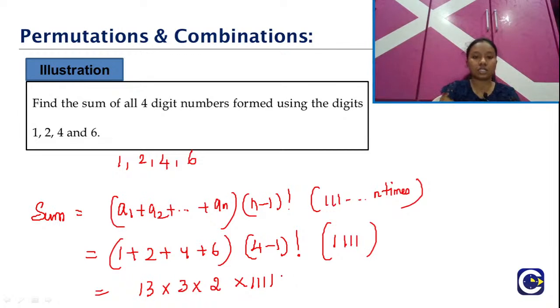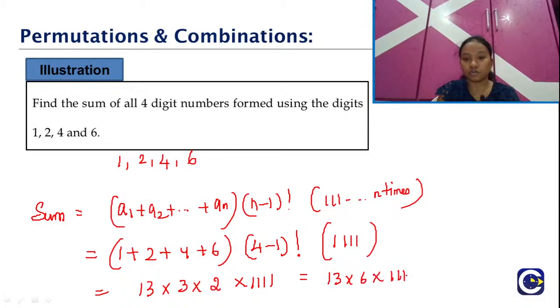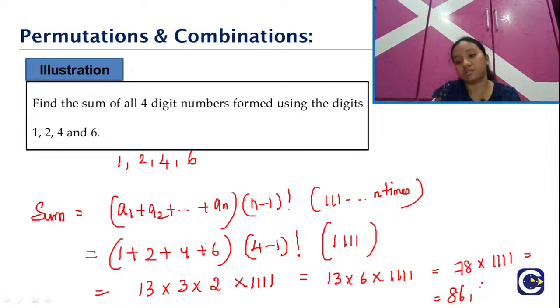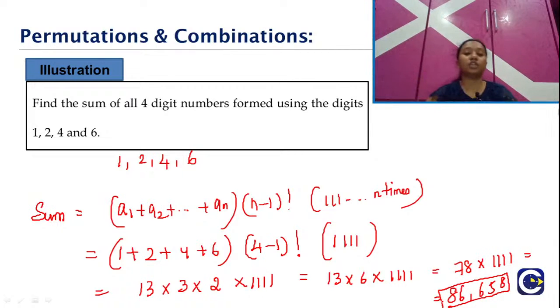So let's do the multiplication here. I'm just using the calculator. So 13 into 3 into 2, 6 into 4, 1. So 13 into 6 will be 78, into 1, 1, 1, 1, that is equal to 86,658. So this will be the sum of all the 4-digit numbers which are formed using the digits 1, 2, 4 and 6. So this is how we use the formula which we have discussed for the sum of numbers in order to get the answer.